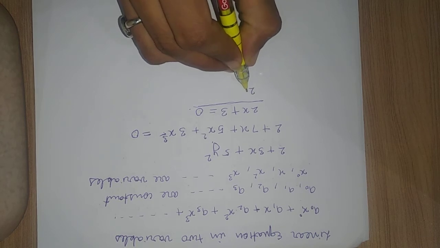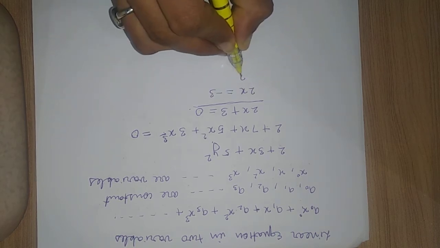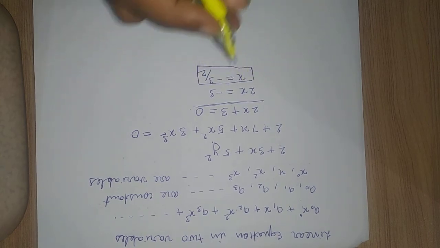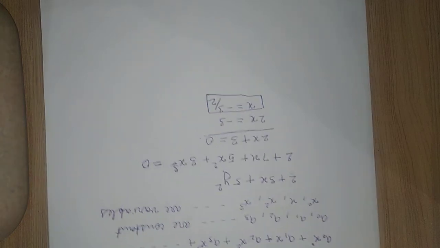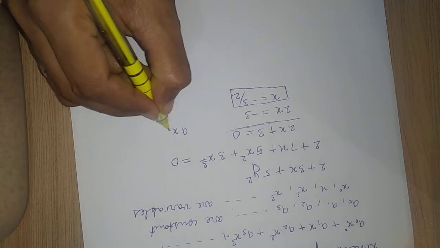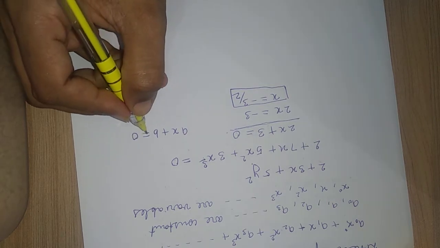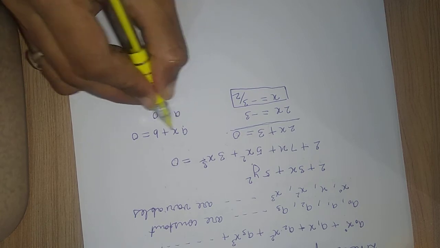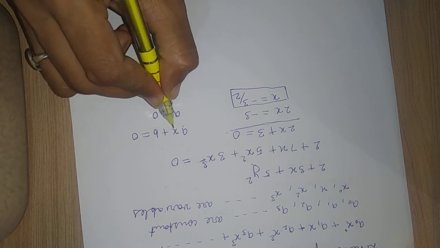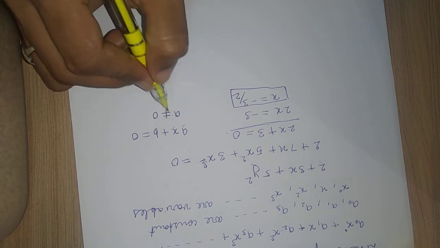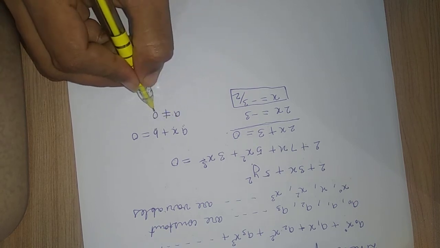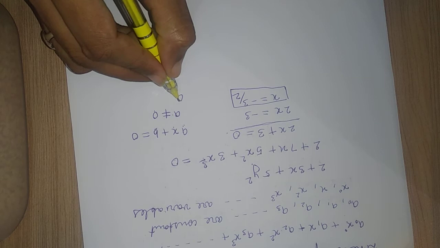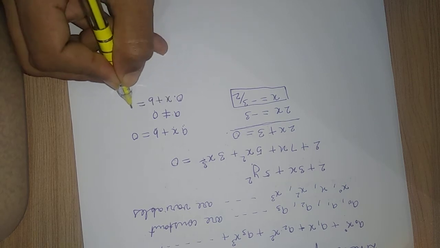So if we solve it, we get 2x is equal to minus 3, or x is equal to minus 3 upon 2. This is the solution of linear equation in one variable. Standard form of linear equation in one variable is ax plus b is equal to 0. Here condition is that a is not equal to 0, where a and b are constants and x is a variable, because if we put a is equal to 0, it becomes 0x plus b is equal to 0.